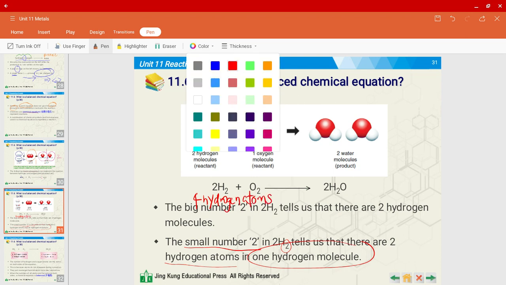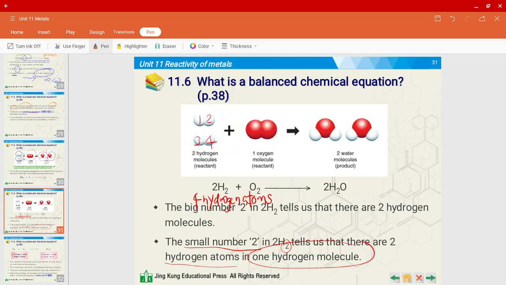Let me try for oxygen. Okay, for the oxygen molecule, how many atoms does it have? So over here, this is 1, and this is the second one. So for oxygen, there are 2 oxygen atoms.